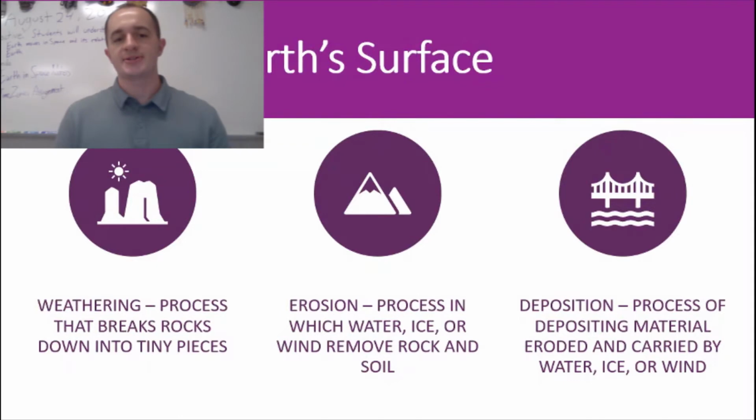Deposition is the process of depositing material eroded and carried by water, ice, or wind. So a river will slowly erode a shoreline and move that soil down towards another area. So we see these 3 processes in a couple of different ways. One is natural weathering and chemical weathering, like acid rain.